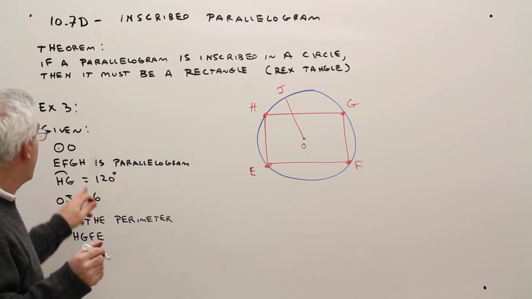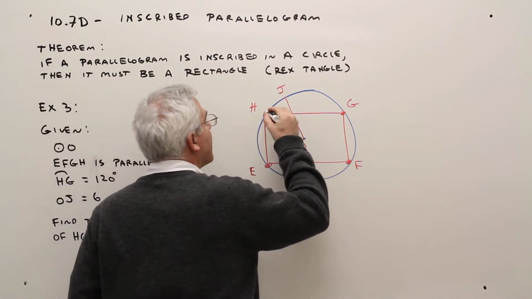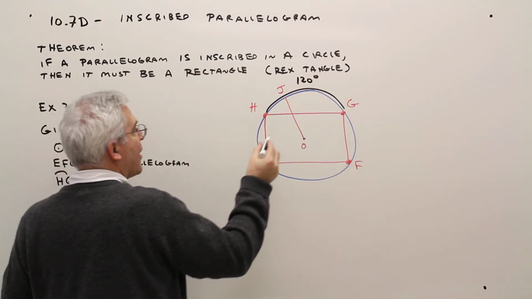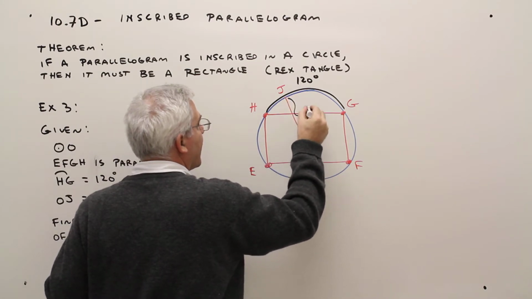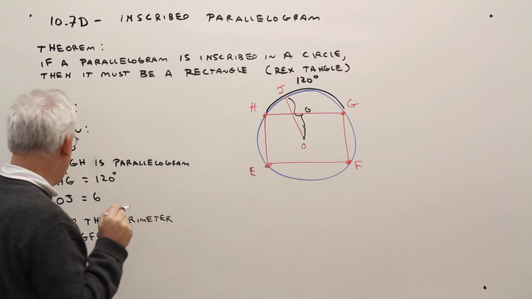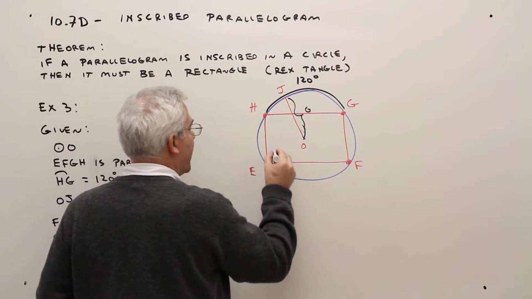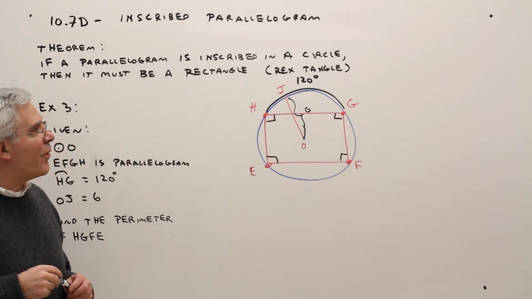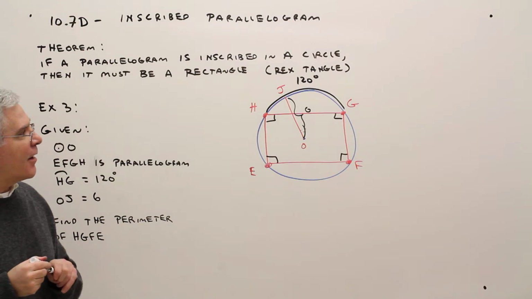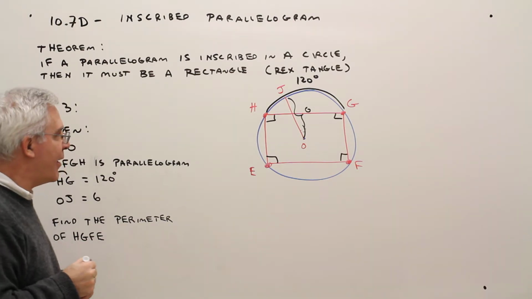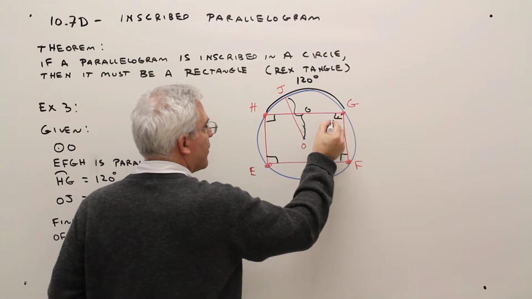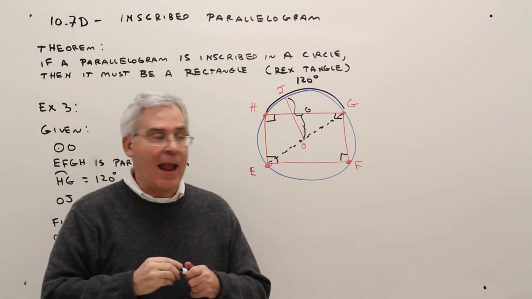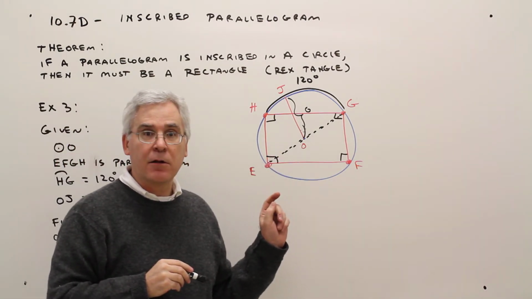Okay, so let's label. HG is 120 degrees. OJ is 6. And I've already said it's a rectangle because it's a parallelogram inscribed in a circle. All right, so if I were to draw an auxiliary line, I think that would be very helpful. Let me just dash it for you. I've just drawn the diagonal of that rectangle.